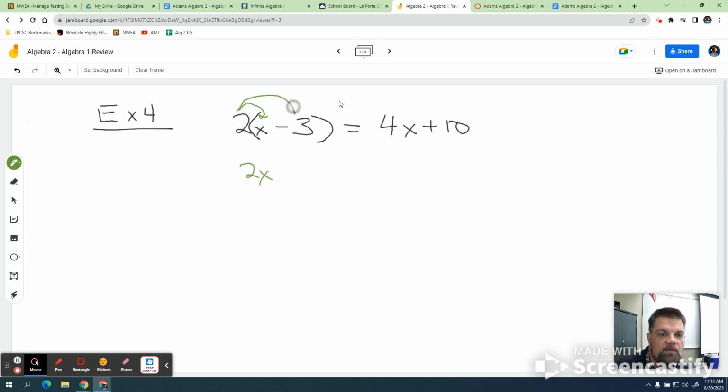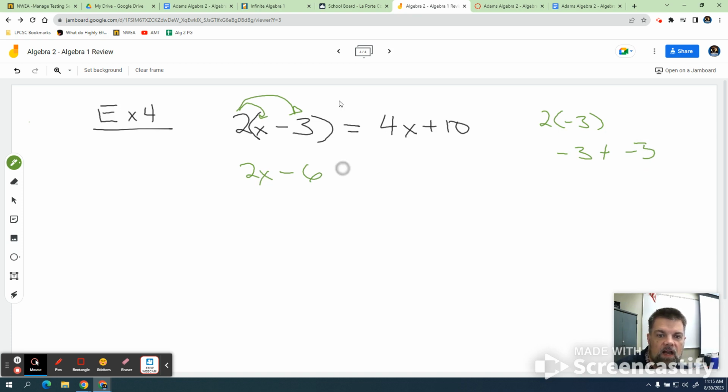And then we got to distribute it through the parentheses. Now, what I like to do is I think of this as negative 3. What's 2 times negative 3? Negative 6. And so remember, 2 times negative 3, you could think of it as negative 3 plus negative 3 two times, right? Because multiplication is really just addition.